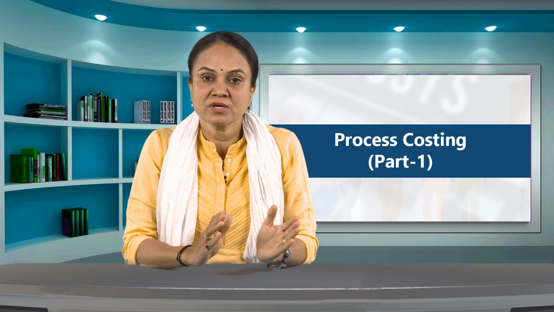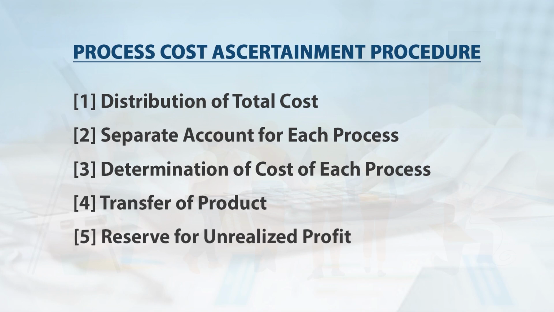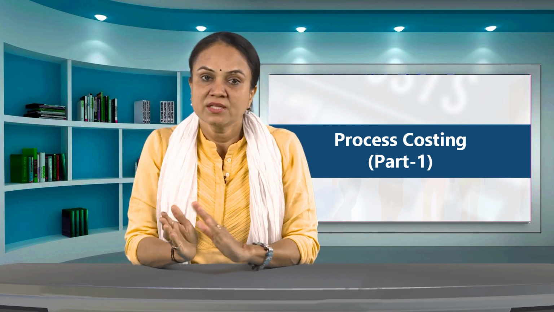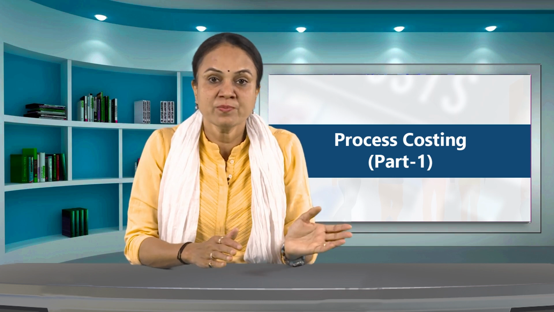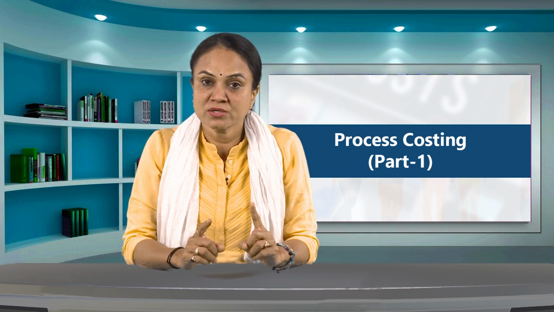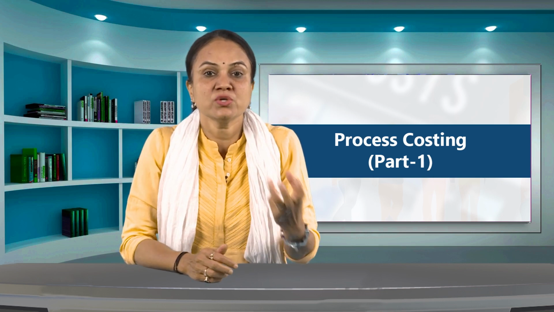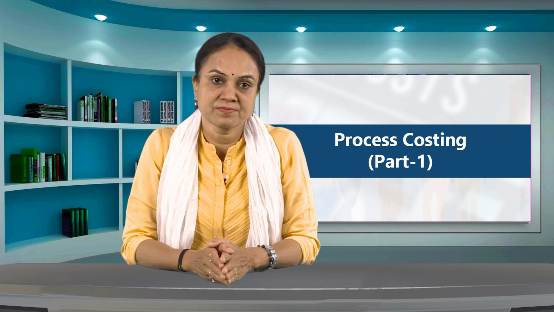The finished product of the last process is transferred to the finished stock account. Fifth, reserve for unrealized profit. Usually, the finished product of one process is transferred to the next process at cost, so that the last process account gives the actual cost of finished products.